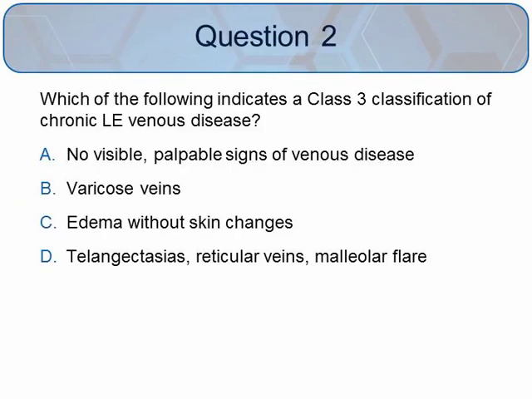First, let's have a question. Question 2, which of the following indicates a Class 3 classification of chronic lower extremity venous disease? A, no visible, palpable signs of venous disease. B, varicose veins. C, edema without skin changes. Or D, telangiectasias, reticular veins, and malleolar flare.